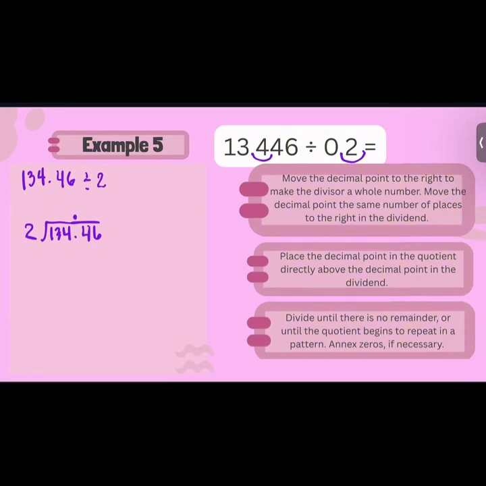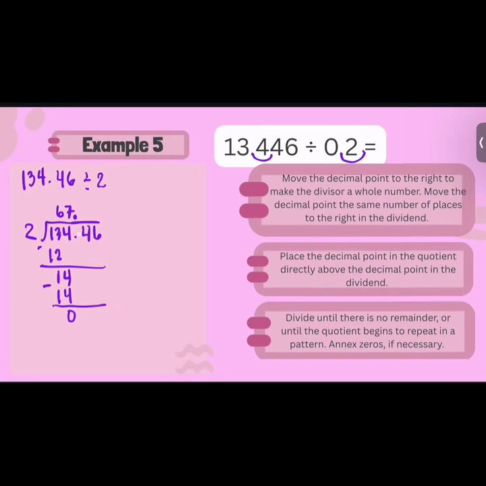Now, proceed with division. 1 divided by 2 cannot be. So, we are going to look for 13. 13 divided by 2. So, we have 6 because 6 multiplied kay 2, that is 12. Next, 13 minus 12, so it is equal kay 1. 1 divided by 2 cannot be, so bring down 4. 14 divided by 2, so automatic this is equal to 7. So 7 times 2, it is equal kay 14. And 14 minus 14 is equal kay 0.